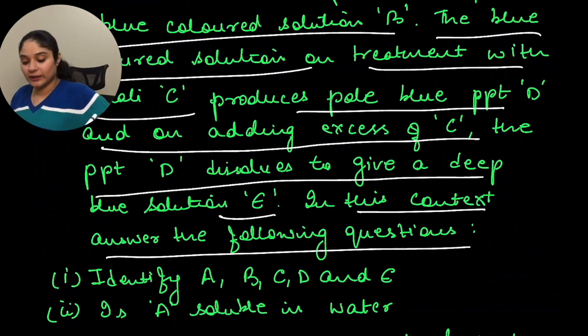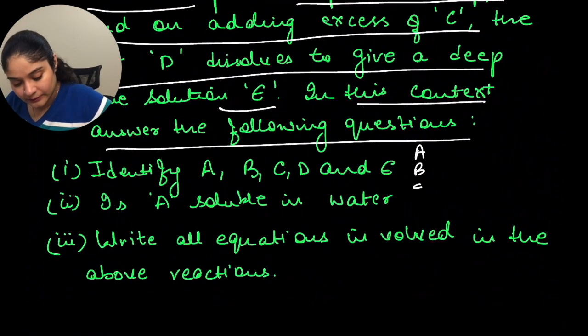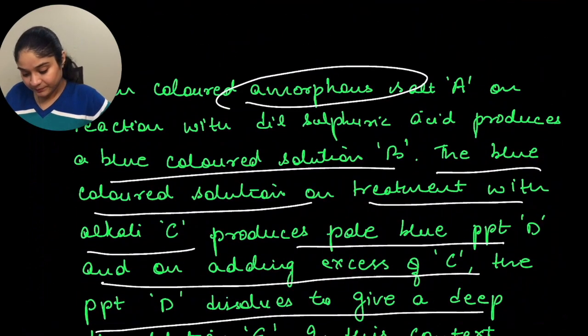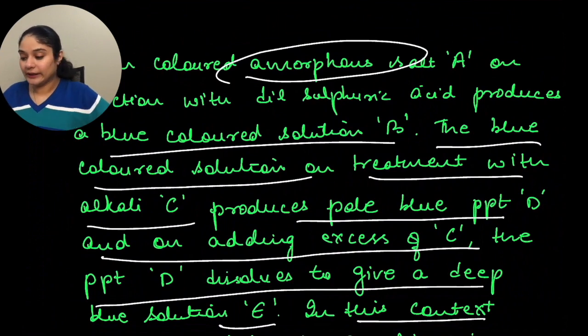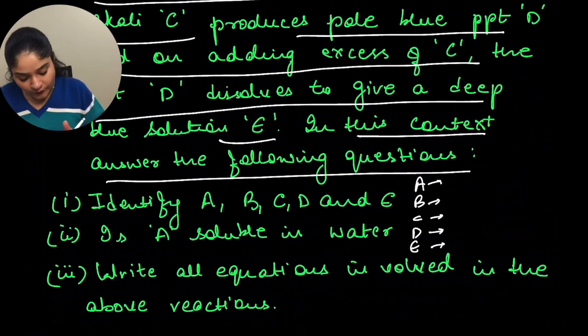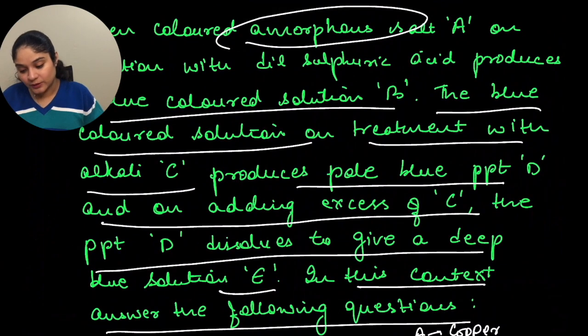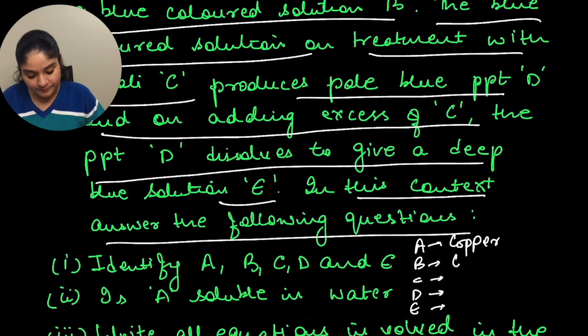So first thing is we need to write all of them. I'll write A, B, C, D, E, and then we read it again and identify each one of them. Green colored amorphous salt A. So what salt are we talking about? We are talking about some salt of copper, and it's an amorphous salt. So first I'll just write copper here and I'll identify the salt completely later. Produces a blue colored solution B. So this is also copper. So this should be copper carbonate and this should be copper sulfate.